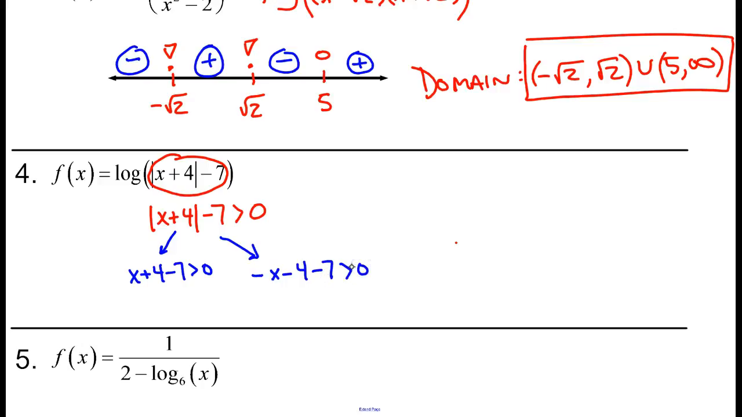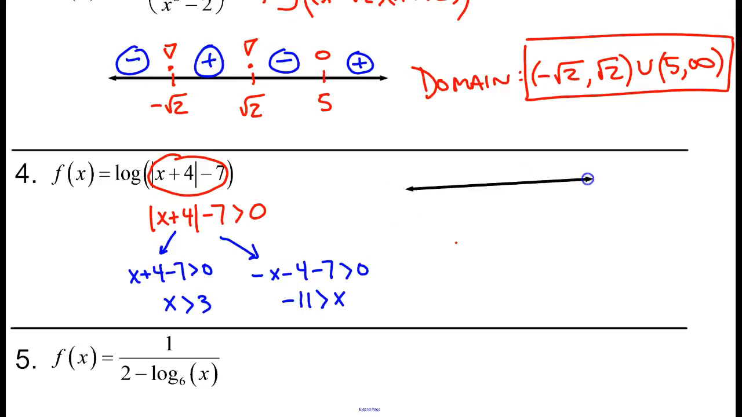Okay, so now I have two different inequalities, and the strategy that I just used here was to look at the absolute value of x plus 4 as a piecewise function. And if you're not sure what I did there, you can go back and review that in one of our previous chapters. I'm going to go ahead and pause the video and solve these two different inequalities right now. The inequality on the left has a solution that says x is greater than 3. The inequality on the right has a solution that says x is less than negative 11.